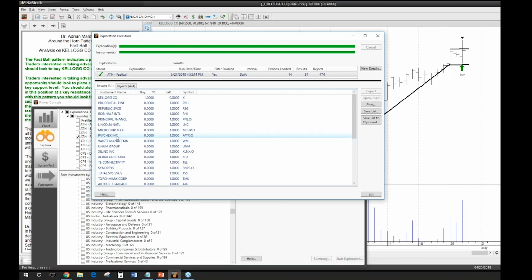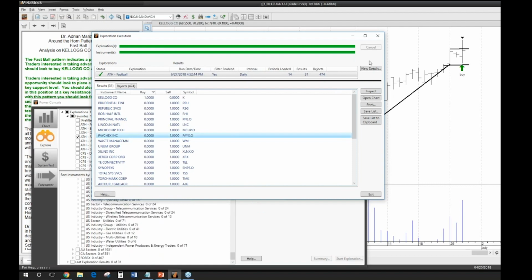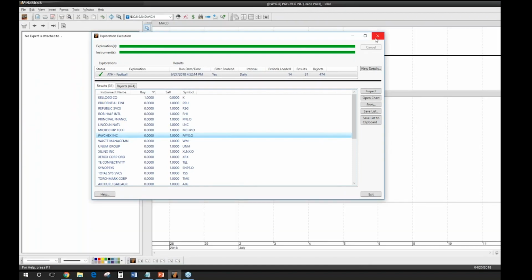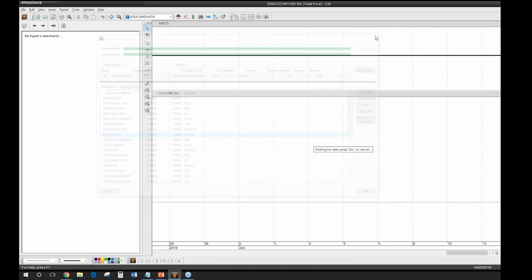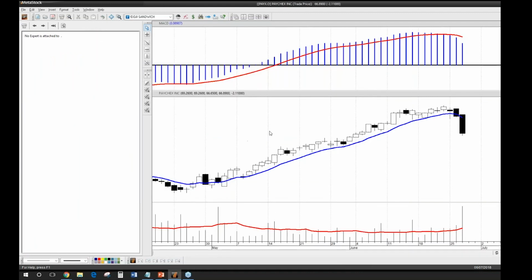So let's say we wanted to look at Paychex. Paychex would be, again, a short signal. I'll just go ahead and double click on that to open up the chart. It should open up for me fairly quickly here. Go ahead and close this exploration down.